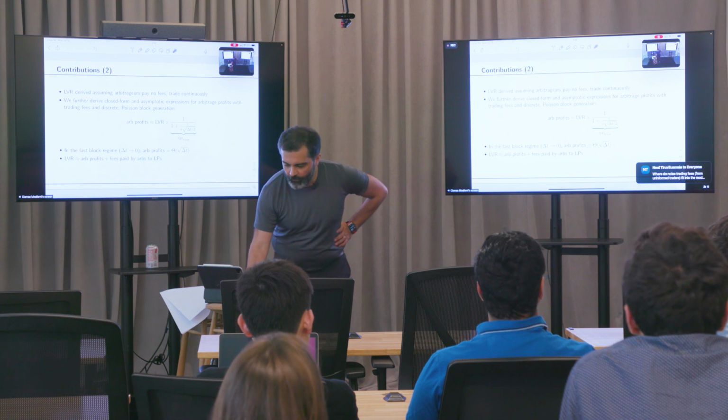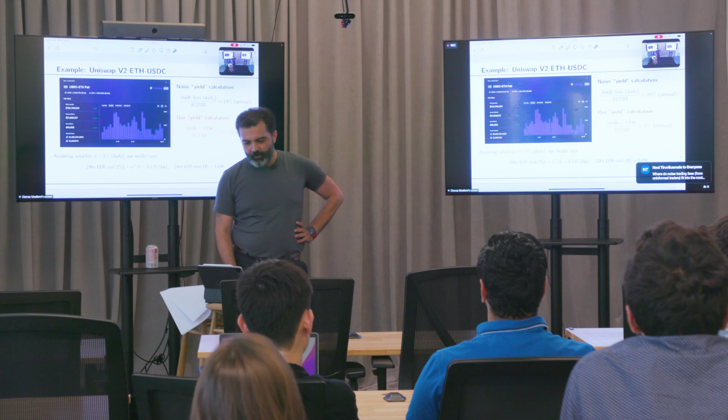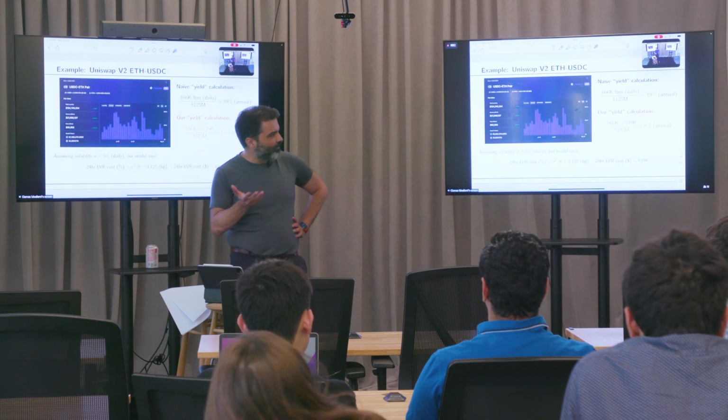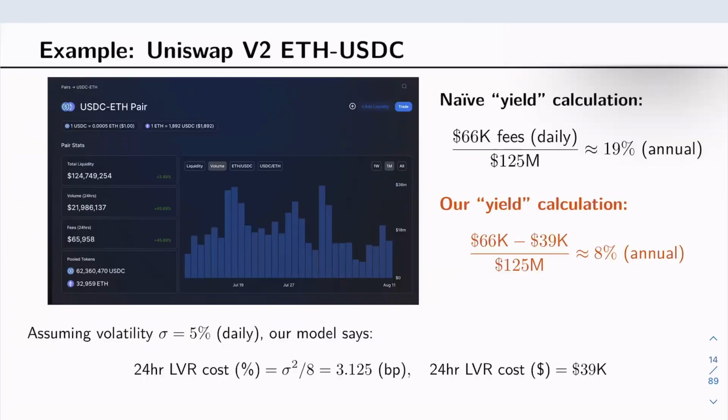Okay, so that's the high-level picture. Just to show you that this is practical and immediately yields insight, and is indeed very simple, this is the same slide I showed before. Again, the fees would suggest that you're going to make 19% annually. Our model, if you apply it to a constant product market, says that, no, there's this adverse selection cost also. It takes the value sigma squared over 8, where sigma is the volatility. Why sigma squared over 8? Well, we'll see during this talk.